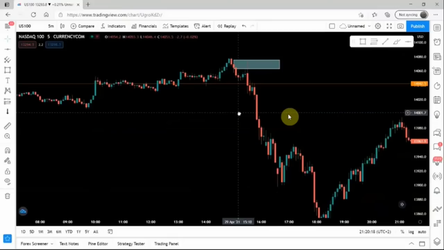Well, you must always take into consideration that they would never leave, especially on a lower time frame, price to be unfair, because automatically this means that they need to come back up to this level. So why come up to this level? Like I said, this was the liquidity grab.